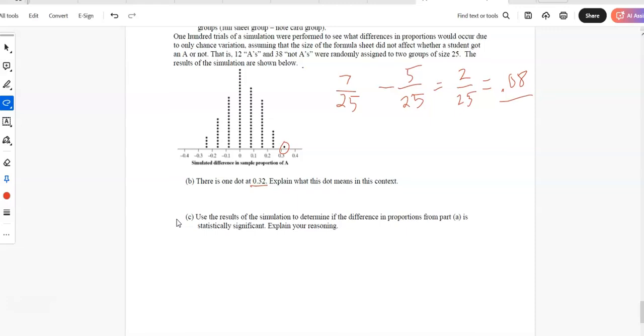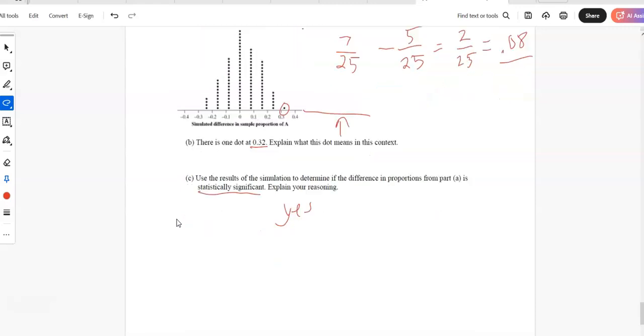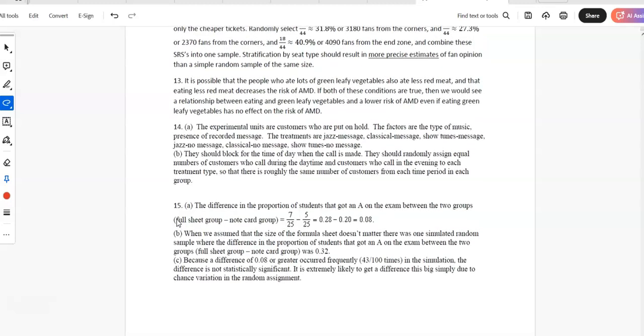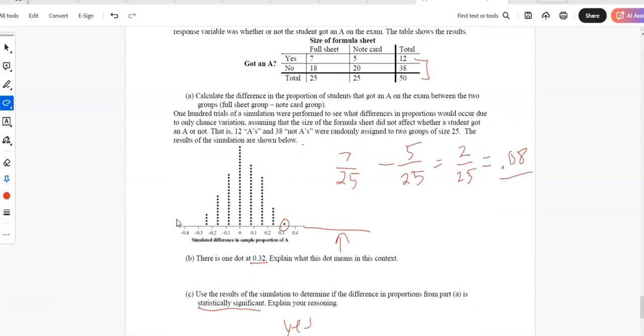Use the results of the simulation to determine if the difference was statistically significant. So where does 8% fall in this graph? Out here somewhere. Yes, it is, because why? Because we didn't get a result of 0.08 or greater in our simulation. And so significant, they said, because a difference of 0.08 or greater occurred frequently. Oh wait, 0.08 or greater. Wait, did I not see that?